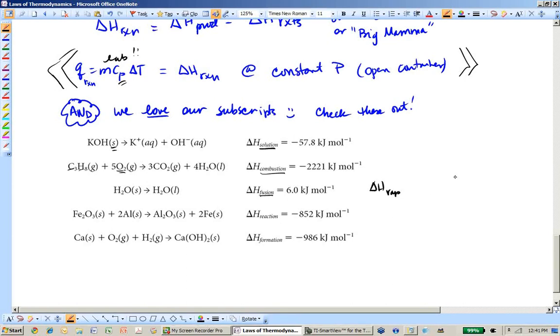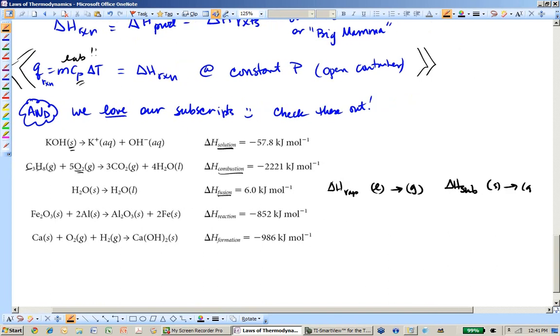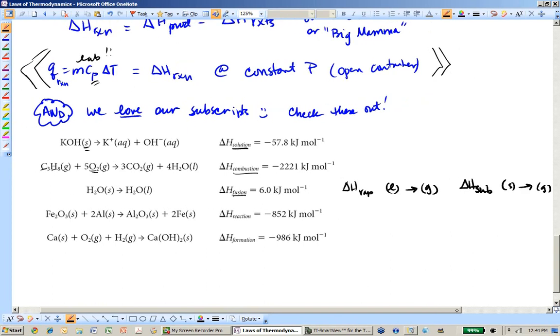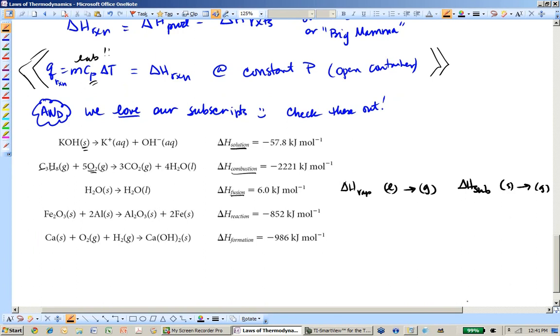Okay, let's do it this way. Liquid to gas, and there's also delta H sublimation going solid to gas. That's what carbon dioxide does at room temperature and 1 atmosphere pressure, dry ice. Then we can take and have a reaction. In this case, all of these are solids, which is a bit unusual. And we can have a formation.